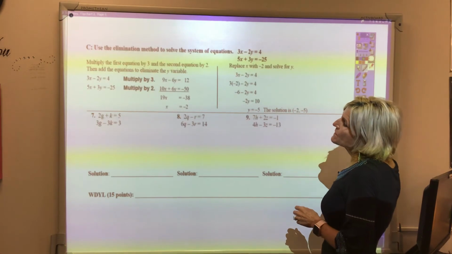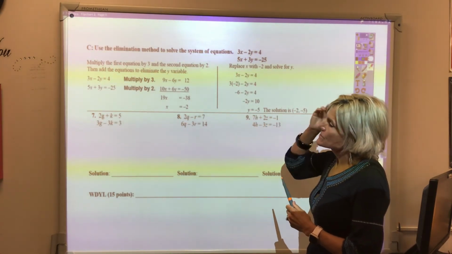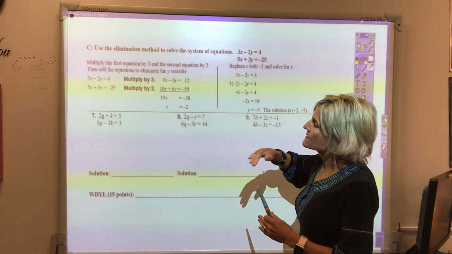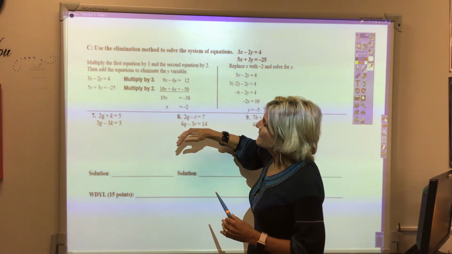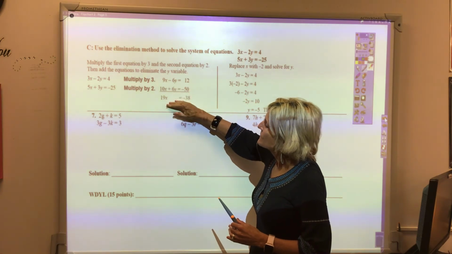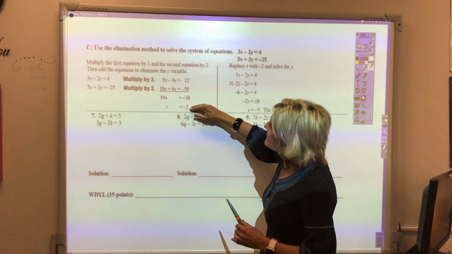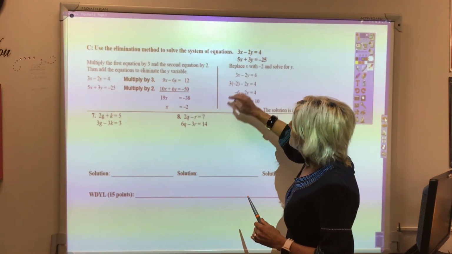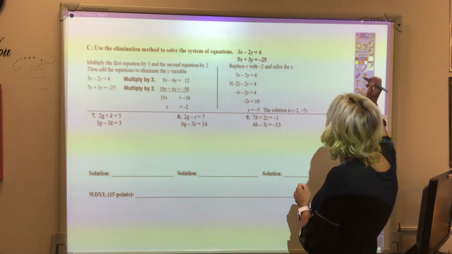Now we're going to use elimination to solve the system of equations, and the goal here is to get opposite coefficients for either x or y in order that they will cancel out and you can solve for the remaining variable. Then once you have it, you plug it back into one of your original equations to find the remaining variable. So let me move these up.